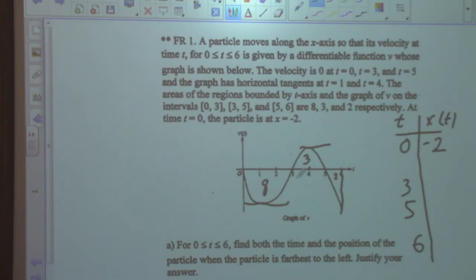Okay, let's look at this. You got a number line right here. Your critical numbers here are 3 and 5, and the end point is 6. So you got your velocity here. You have your x position here. So what happens between 0 and 3? Positive or negative? Negative. So what's the thing doing between 0 and 3? X is going down. Now how much does it go down?